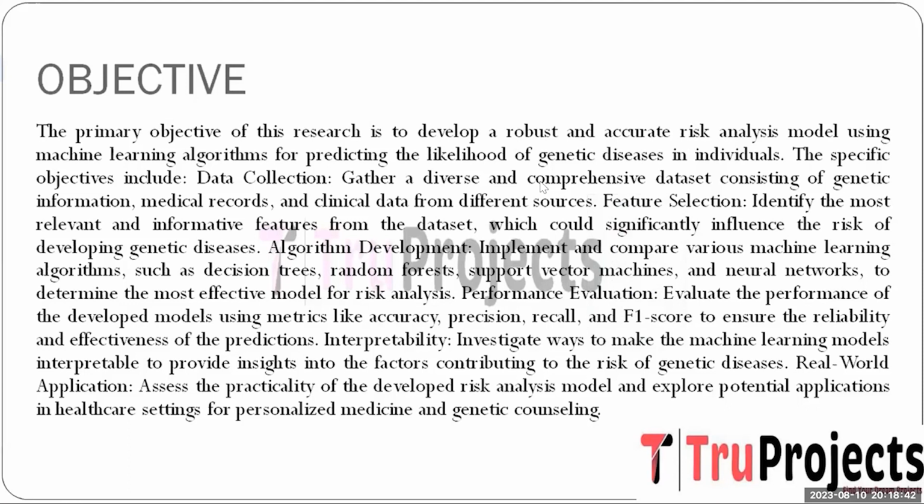The implementation and comparison of various machine learning algorithms such as decision tree, random forest, support vector machine, and neural networks to ascertain the most efficacious model for the risk evaluation. Subsequent to the algorithm development, the model's effectiveness will be gauged through metrics like accuracy, precision, recall, and F1 score, ensuring robust prediction. Moreover, efforts will be directed towards enhancing the model interpretability, shedding light on the factors contributing to the genetic disease risk. Lastly, the feasibility of real-world application in healthcare scenarios, particularly in personalized medicine and genetic counseling, will be explored to realize the practical benefit.